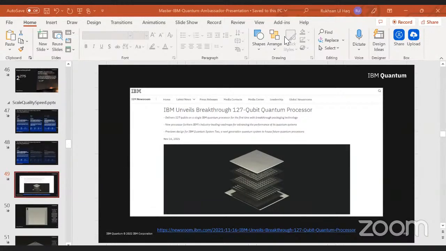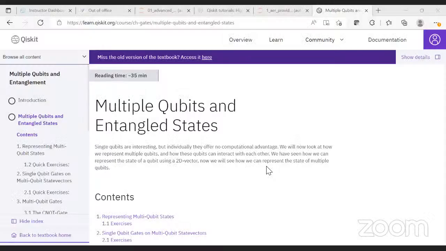Okay, so maybe I'll stop sharing the screen. Just give me a moment. I will share my other screen. Okay, so I hope the screen is visible. Can you see this new screen? Yes. Okay, good.